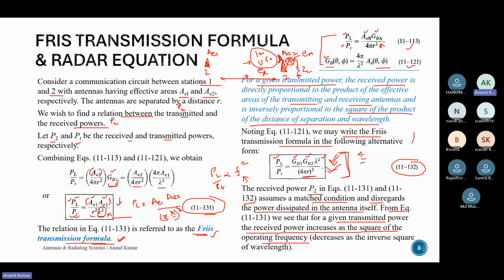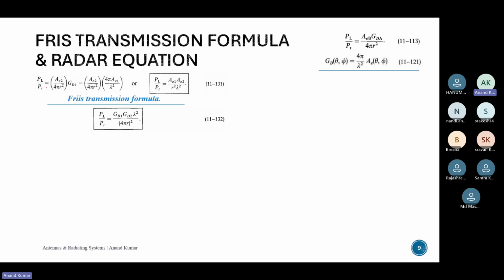Okay, so just quickly recapping. In the previous class we had seen the derivation of equation 11.1.13, the power received versus the power transmitted, and the relationship between the relative gain and the effective area. Using these two, we derived the Friis transmission formula over here, and we have also written another form of the Friis transmission formula over here. So that's what we discussed. If there are no questions, we'll continue. So we derived 11.1.31 and 11.1.32.